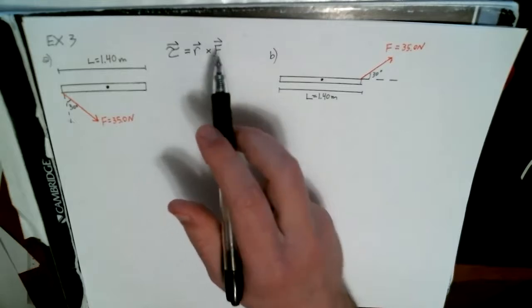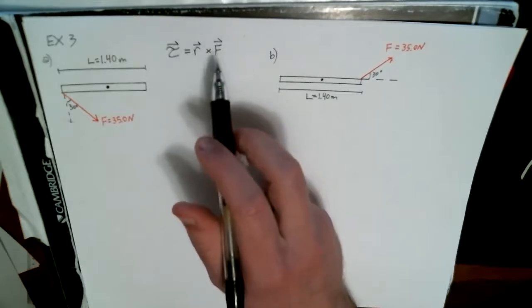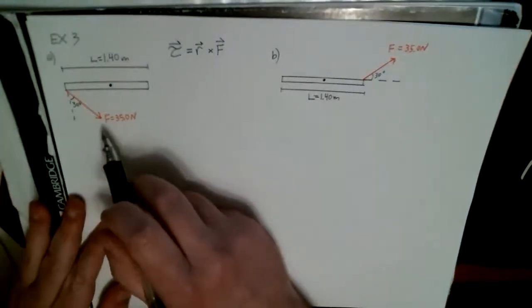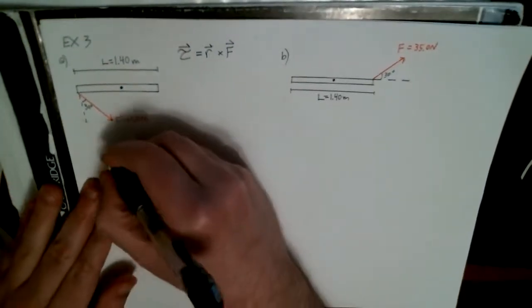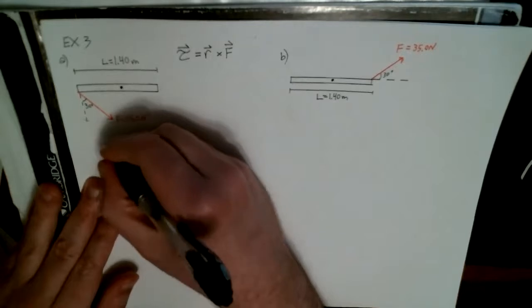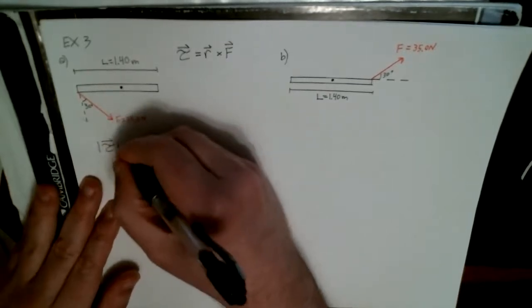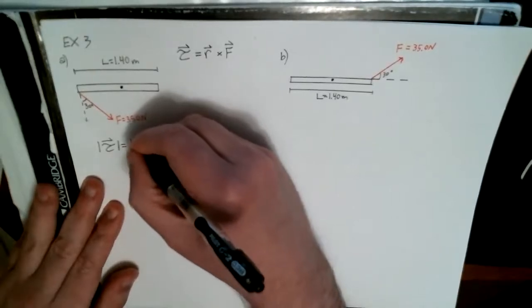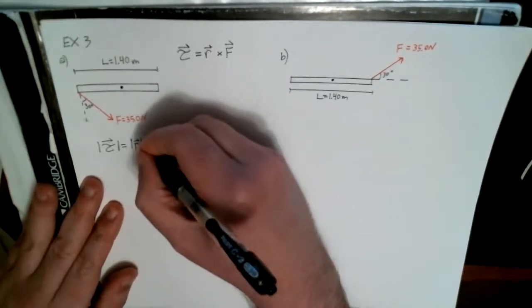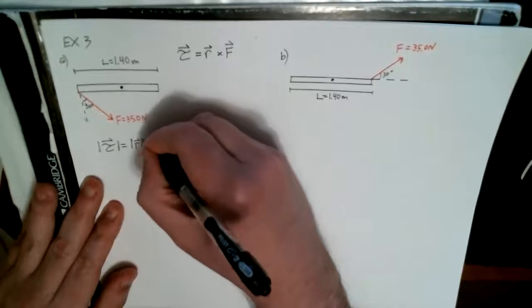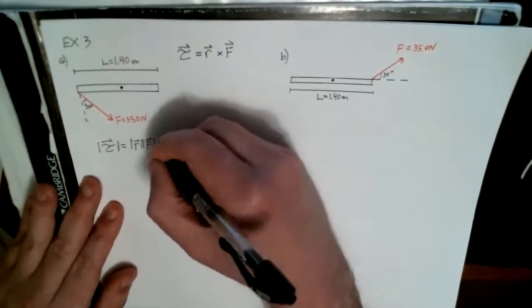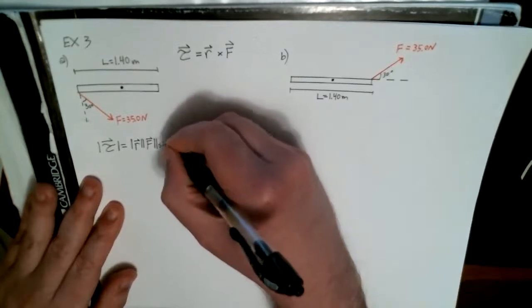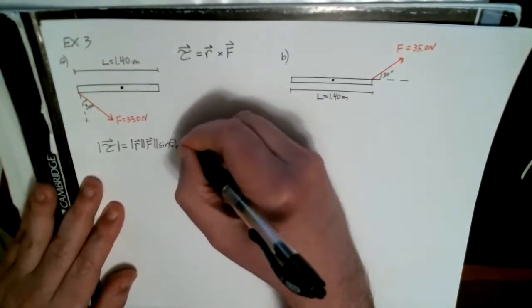Now, there are a few different ways you can actually calculate this cross product, so I'll demonstrate one of each for you. In part A, we'll first calculate the magnitude of the torque. The magnitude of your cross product will be the magnitude of the first vector, r, times the magnitude of your second vector, F, times the absolute value of the sine of the angle between your two vectors.